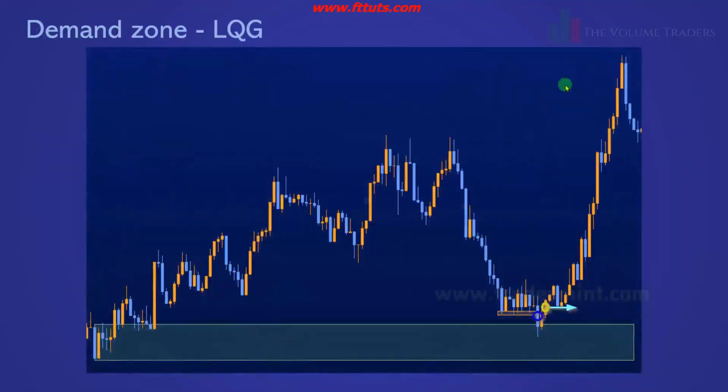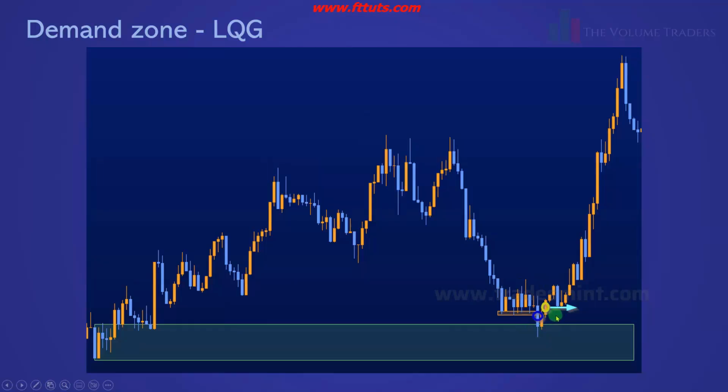So let's start with the liquidity grab to the demand zone. I hope you can clearly see the support here. Price is bouncing from the same price level, so it's creating the support, but above our well-defined demand zone. Then comes the liquidity grab, a hard push down for a fast reversal.